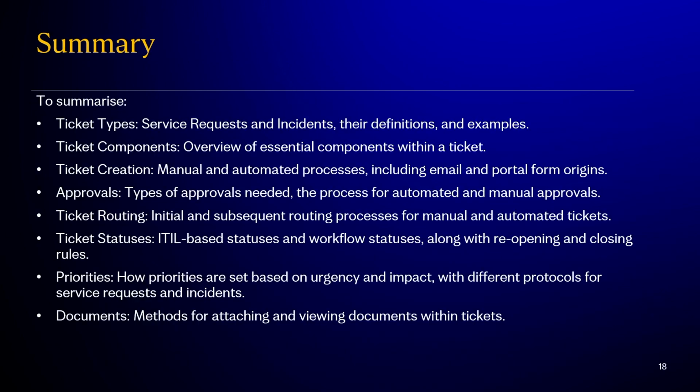To summarise our session on ticket management, we discussed the types of tickets and their components. We looked at how tickets are created, both manually and automatically. We covered the approval process for certain types of requests. We talked about how tickets are routed and the different statuses they can have. We explored the importance of prioritising tickets based on urgency and impact. And finally, we looked at how to manage documents within tickets and how to search for tickets in CRSM.